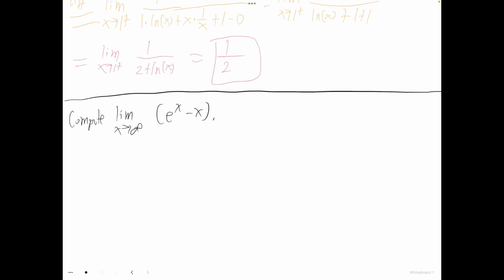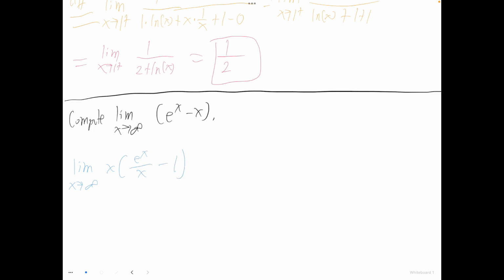So now, when you don't have a natural way to get common denominators, what we do is we factor something out of everything. So I'm going to just factor x out of everything. That looks a little weird. It's just to make it a product. So we're just making it into a product. So I have x times e to the x over x minus 1.